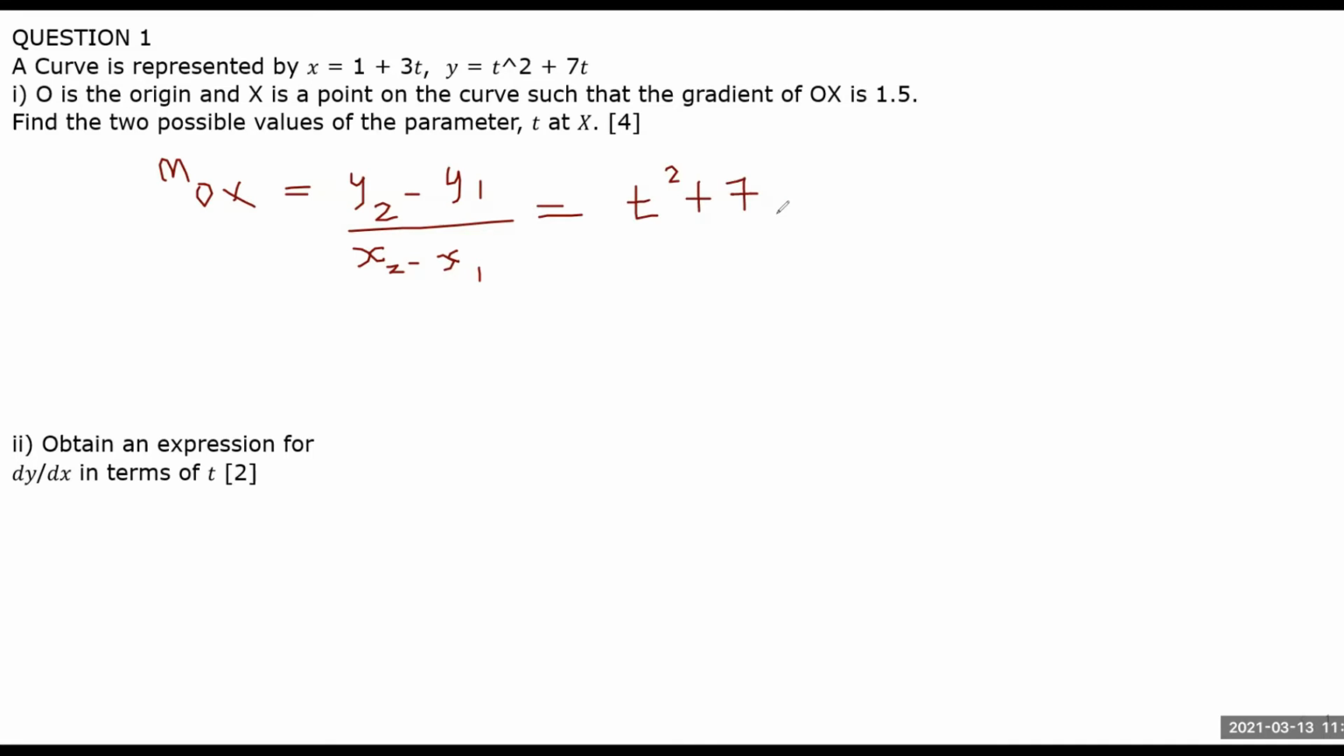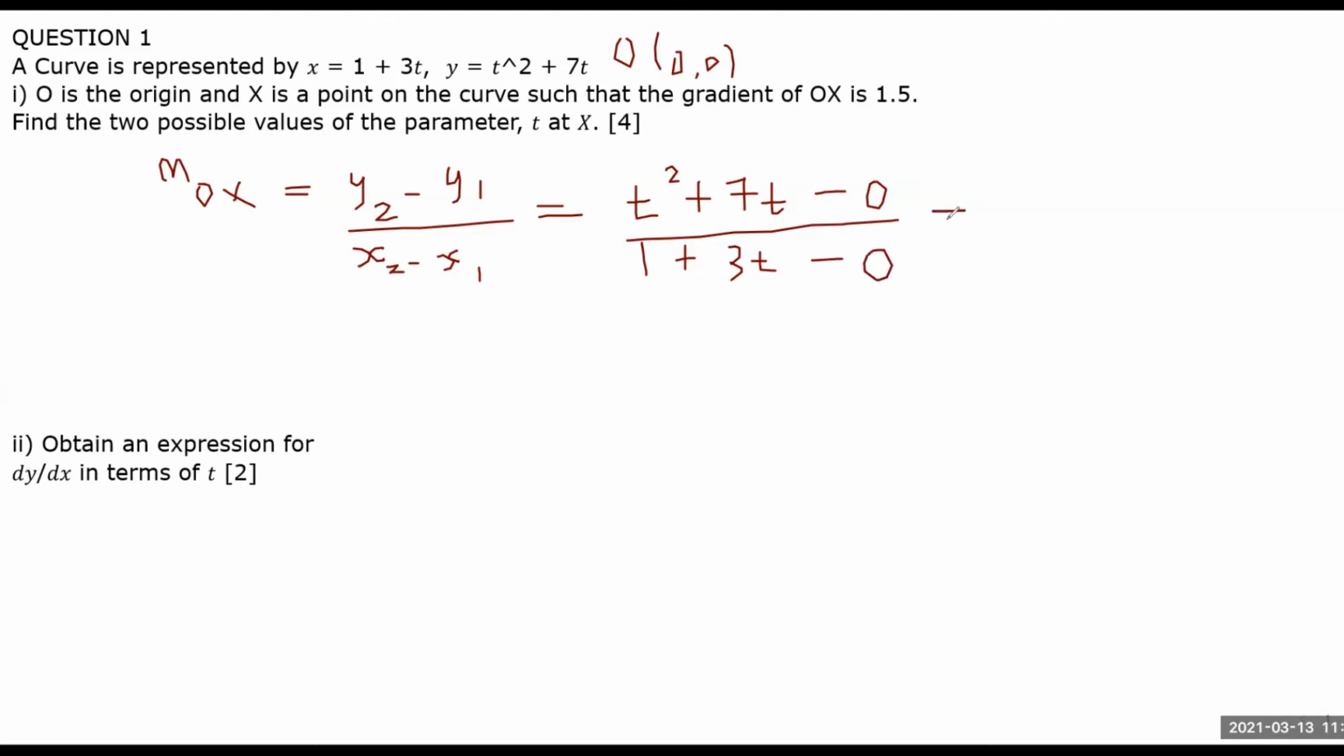And then what is the y-coordinate at the origin? The y-coordinate at the origin is 0. Always remember that the origin O has coordinates (0, 0). So it is t squared plus 7t minus 0, over x2, the x-coordinate at X, which is 1 plus 3t, and then we minus x1, where x1 is 0.